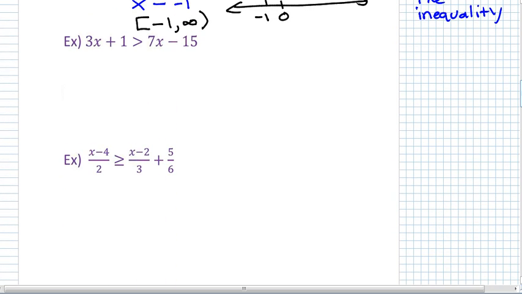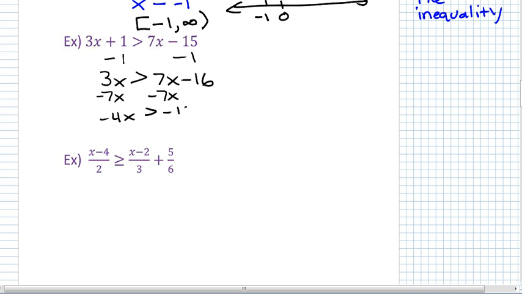Go ahead and try the next one on your own, and then I'll go through it in 10 seconds. You can pause it. So for this next one, you move the 1 over, so you have 3x is greater than 7x minus 16. Subtract the 7x, and you get -4x is greater than -16. You divide by -4, so you get x is greater than 4. Actually, sorry, x is less than 4, because remember, you got to flip the inequality when you divide by a negative.